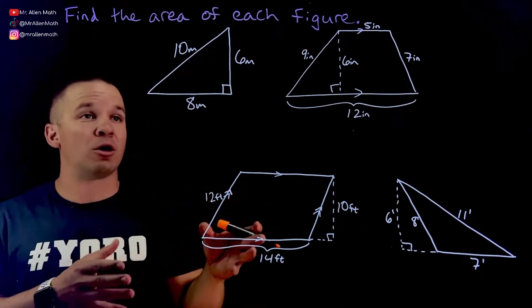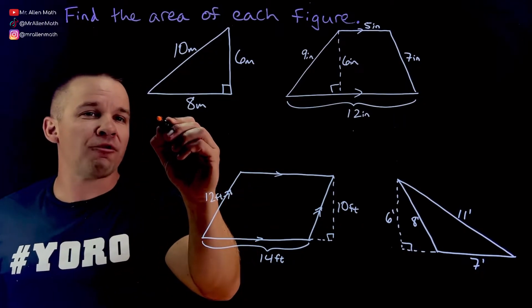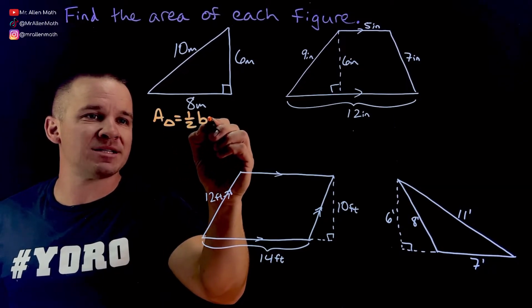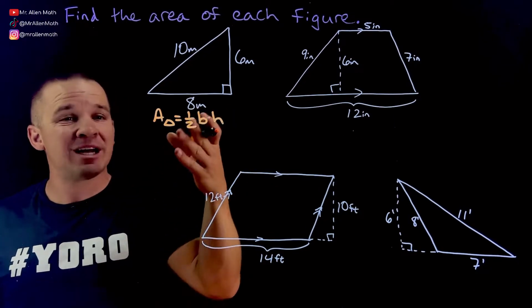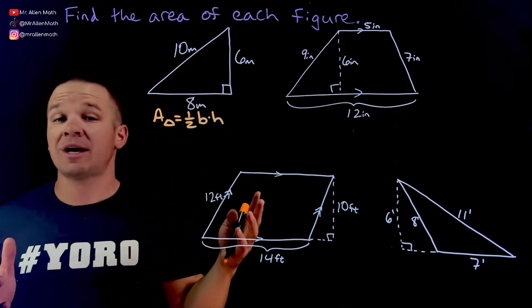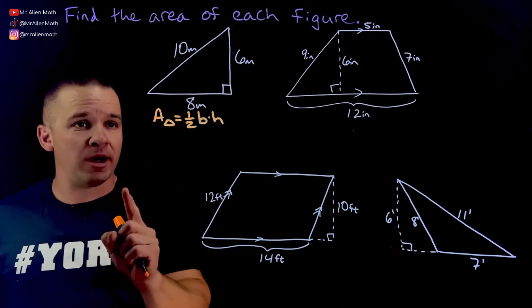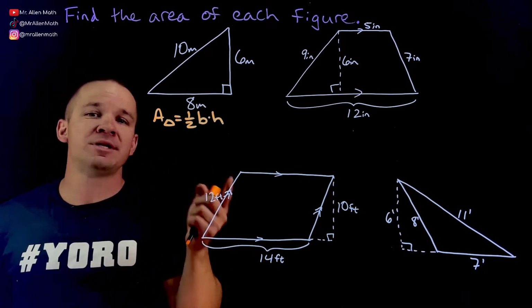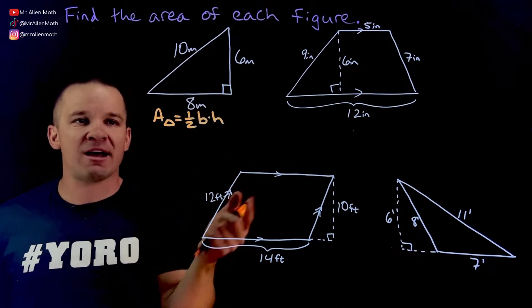It is a right triangle, which is awesome because our formula is area of a triangle equals 1/2 base times height. If you didn't know that, jot that down. I like to make my formulas where I put the little shape next to it as a subscript. Key point: base and height are always perpendicular. Otherwise, they're not a base and height.